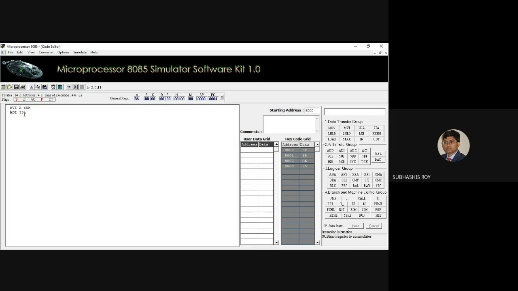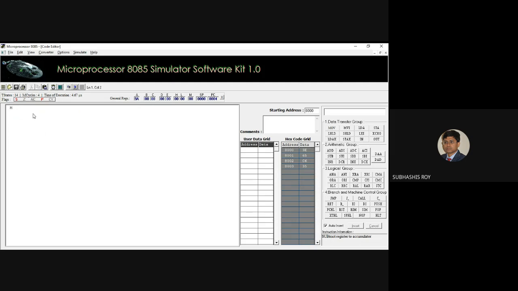And now if you want to see the use of ADC and ACI, I need to consider a different set of data. Why? Because in a simple 8-bit addition, I cannot show you how I can use ACI and ADC. For that reason, I have to consider 16-bit data. If I take 16-bit data, then you can understand how I can use the ADC instruction. Let me show you.